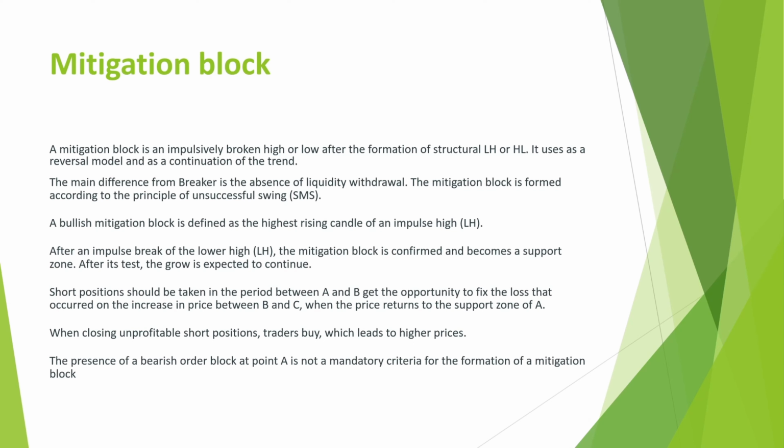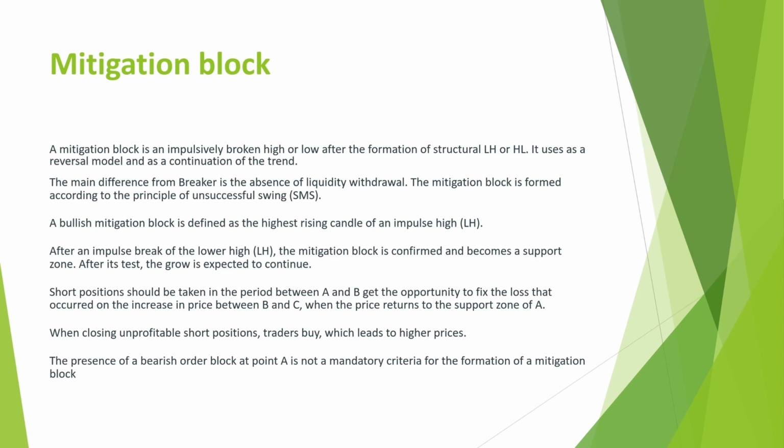A mitigation block is an impulse broken high or low after the formation of a structural lower high or higher low. It is used as a reversal model and as a continuation of the trend. The main difference from a breaker is the absence of a liquidity withdrawal. The mitigation block is formed according to the principle of an unsuccessful swing.